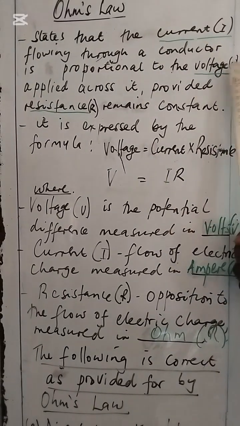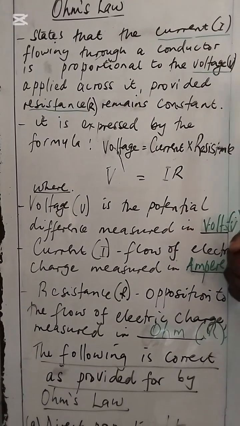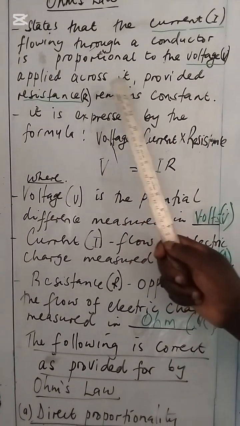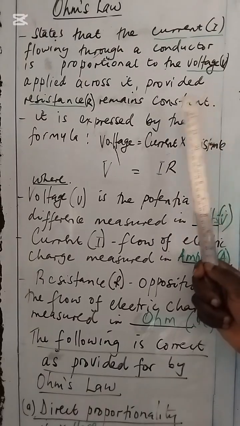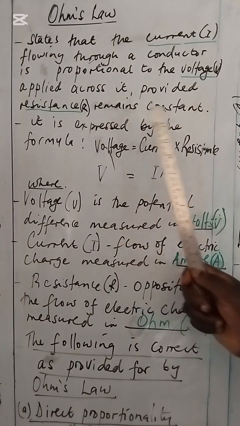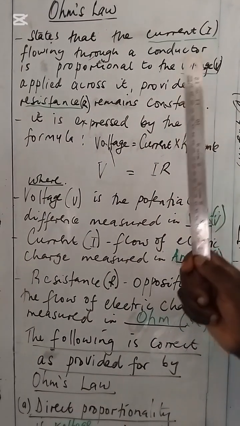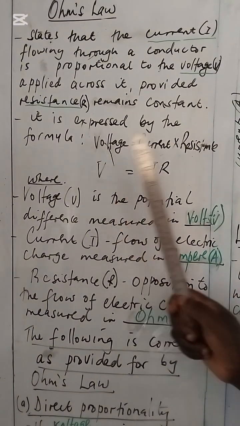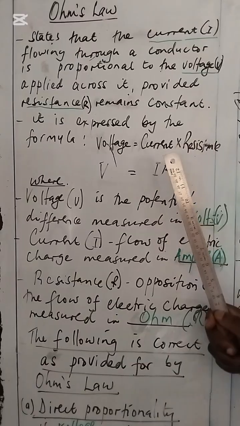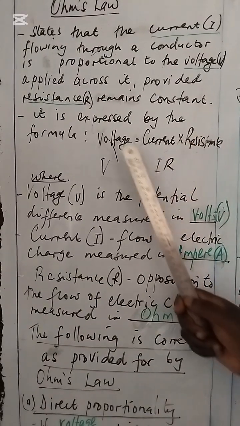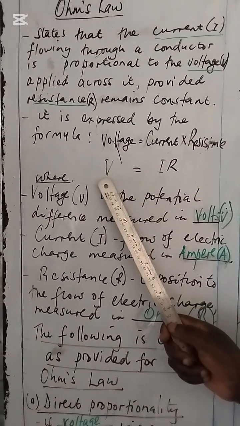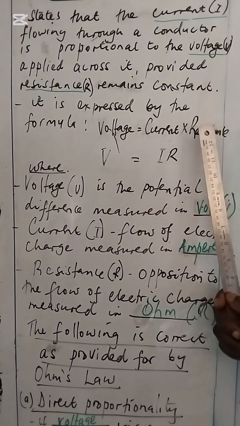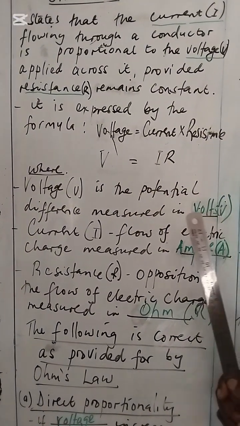flowing through a conductor or flowing in the circuit is proportional to the voltage applied across it, provided that resistance remains constant. Ohm's law is expressed by the formula voltage is equal to current times resistance. Voltage is abbreviated as capital letter V, current capital letter I, and resistance capital letter R.